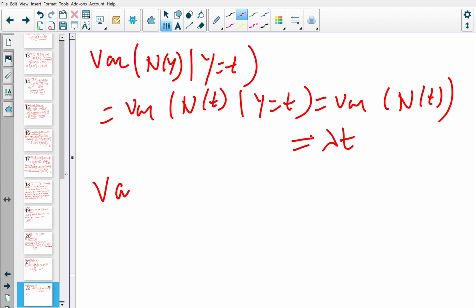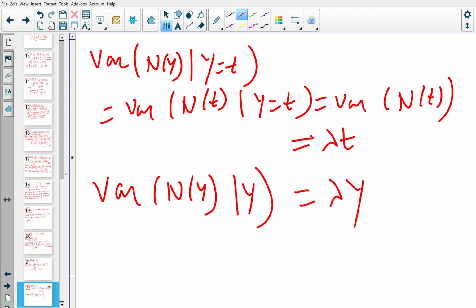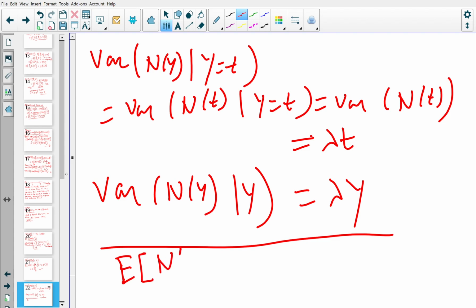So the variance of N(Y) given Y, as a function of Y, is nothing but lambda Y. At each point Y equal to t, taking value t, the function is this. Clear? So this is one formula. And obviously the other one is expectation of N(Y) given Y, which is nothing but lambda Y. Now we use the conditional variance formula, the theorem.